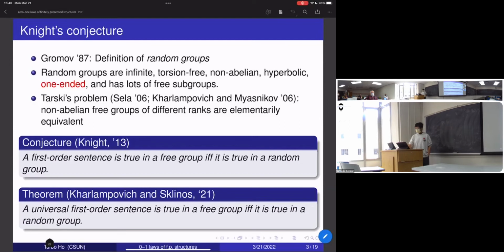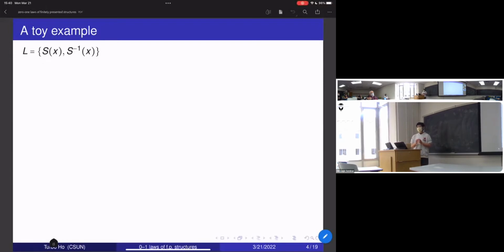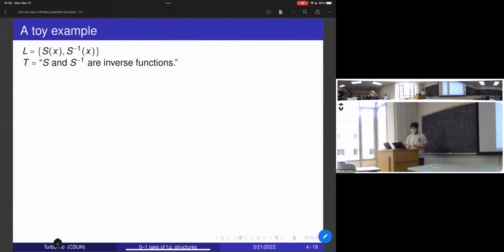Okay. So now we want to try to do this for things that are not groups, because the group question seems to be hard, but can you ask the same question for other structures? Universal algebra will come in a little bit at some point, but first let's look at a toy example. Let's assume that we have a language with just two unary functions, which we're going to call S and S inverse. As you can expect, the theory says that S and S inverse are inverse functions. That means that for all x, S inverse of S of x equals x.